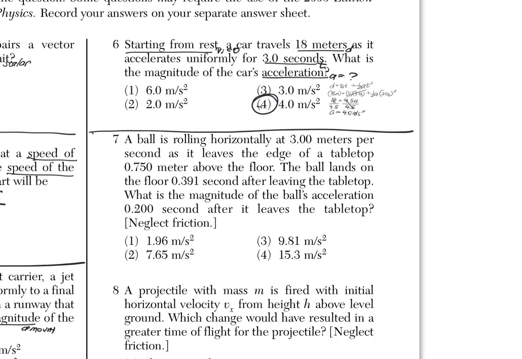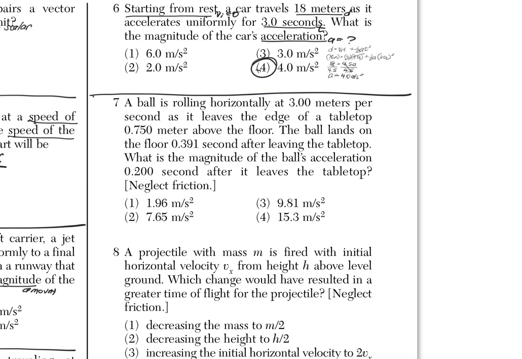Okay, number 7. So we have a ball rolling horizontally and it leaves the tabletop. Already I'm thinking this is a horizontal projectile.